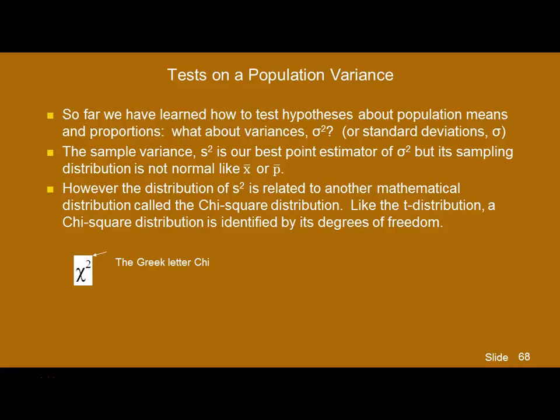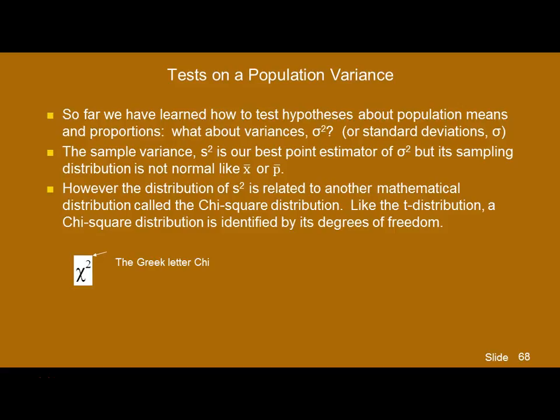sigma squared. One of the reasons why we haven't done much with variances yet is that the sampling distribution of S squared is not a normal distribution like X bar or P bar were. You'll recall in Module 7 you learned that the distribution of X bar and the distribution of P bar are normally distributed under certain conditions. But that's not true with S squared.